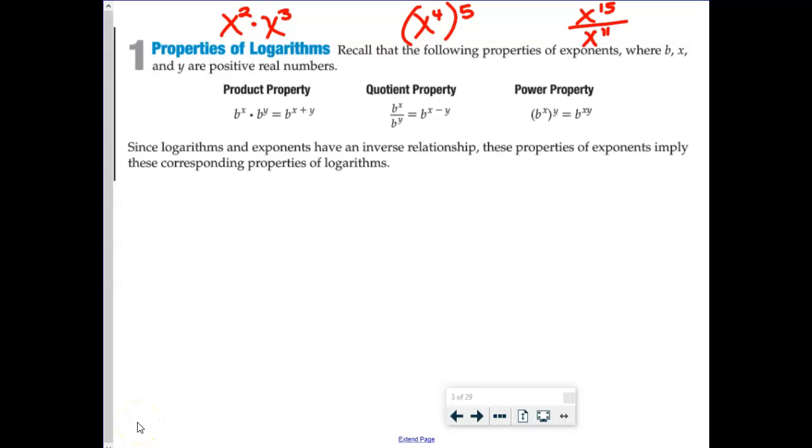So we're on worksheet 6. We're going to talk about logarithm properties today. But first, let's recall a couple exponent properties because exponents and logarithms are inverses of each other.